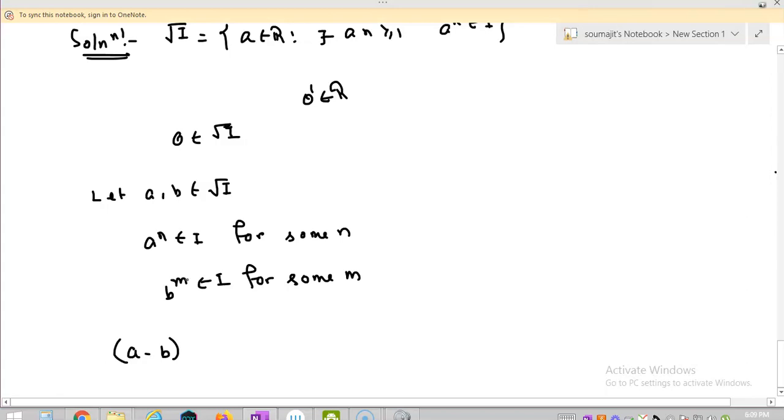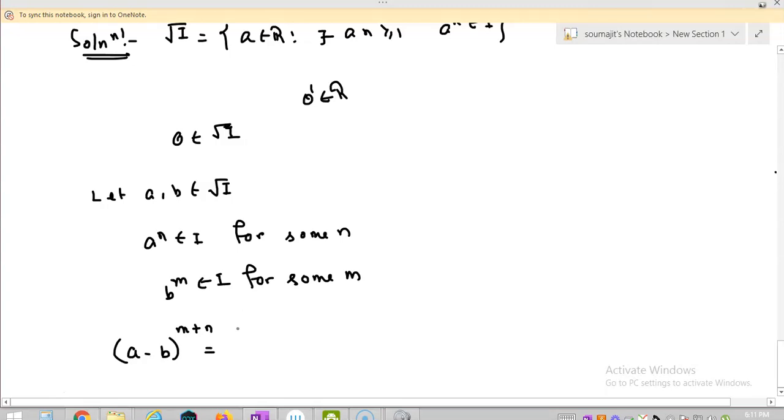So a minus b belongs to root I if (a minus b) to the power something belongs to I. So you can see that as a to the power n belongs to I and b to the power m belongs to I, I am starting with (a minus b) to the power m plus n. So what you can do is use the binomial expansion. Actually, if you multiply (a minus b) m plus n times, and as the ring is commutative, here the binomial expansion is true.